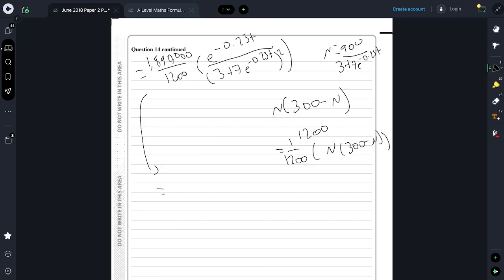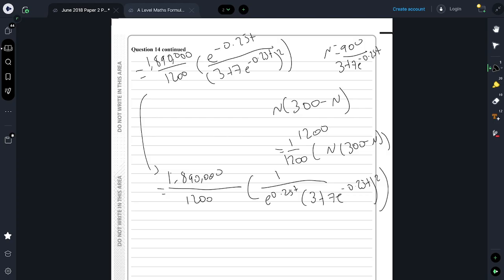Well, actually, this is just an e term on its own. We can just bring that. We could say that's the same as 1,890,000 over 1,200 of 1 over e to the 0.25t. So we turned it positive because if this is the reciprocal, we can just bring it to the bottom. And we could say that's times by (3 plus 7e to the minus 0.25t) squared.